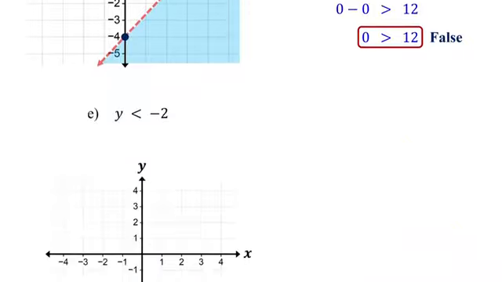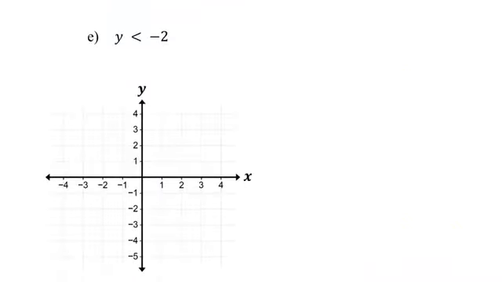Now, let's take a quick look at cases where the boundary line is horizontal or vertical. As always, the first step is to graph the boundary line by replacing the inequality sign with an equal sign. The graph of y equals negative 2 is a horizontal line crossing the y-axis at negative 2. Since the inequality is strictly less than, use a dashed line. Next, shade the solution region.